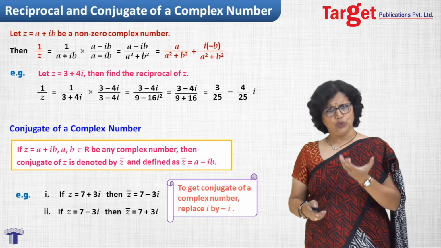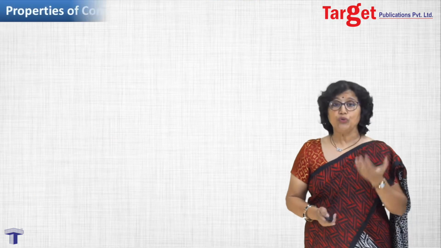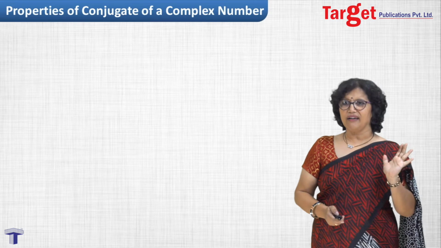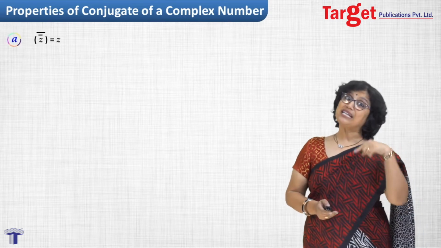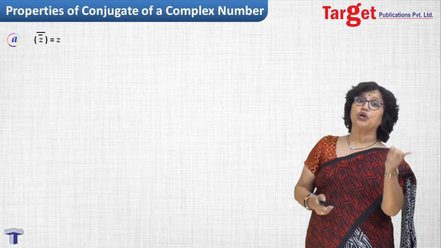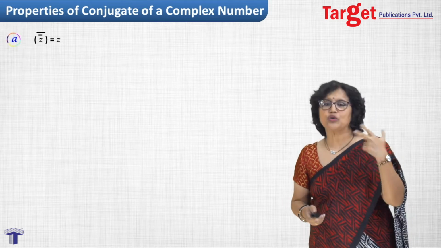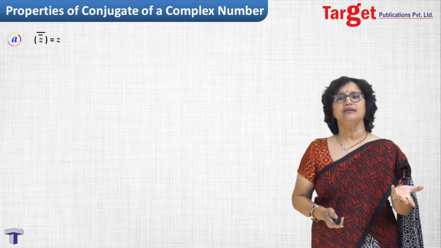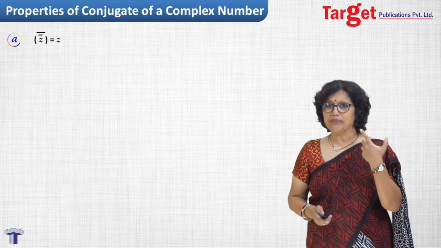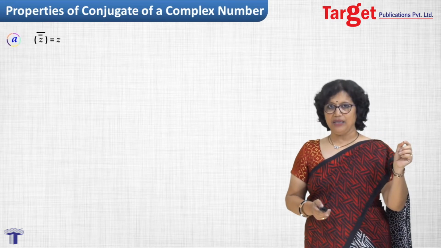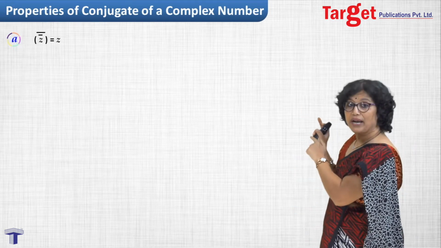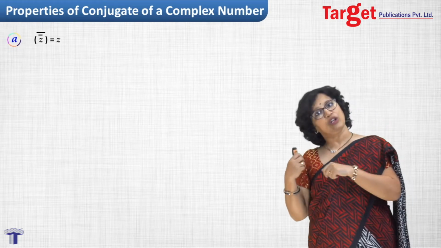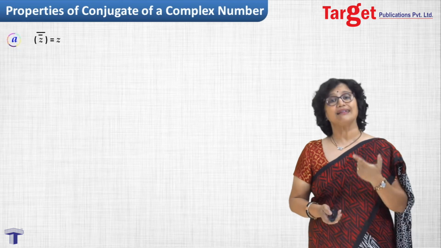Now, since this is a new term, let us take a few properties of the conjugate of a complex number. What comes to your mind first? The simplest: z bar's bar, meaning the conjugate of the conjugate. If you take the conjugate twice, one after the other, they nullify each other and hence the answer is nothing but z. Can you understand what I am saying? If z is a plus ib, then z bar, written inside the bracket, would be a minus ib. And if you take the conjugate of it again, it will go back to a plus ib only. So the answer is nothing but z.